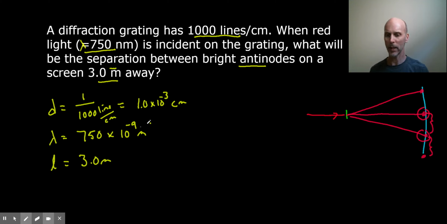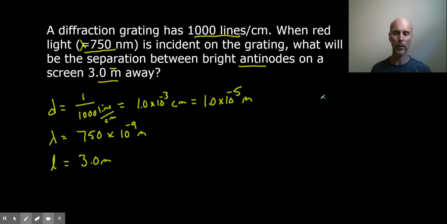Because my wavelength and length are in meters right away, I think I'll convert this d from centimeters into meters. I've got to divide again by 1,000 or by 100. So 1.0 times 10 to the minus 5 meters is the distance between the lines. So there's all the information that we start with.